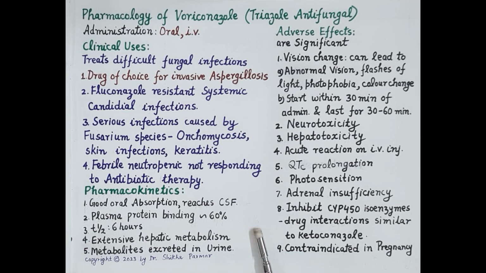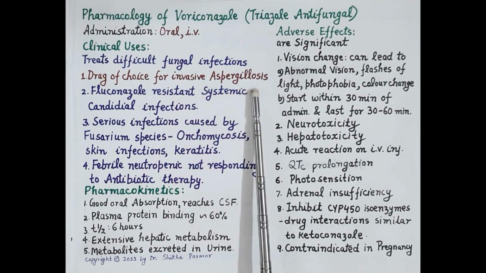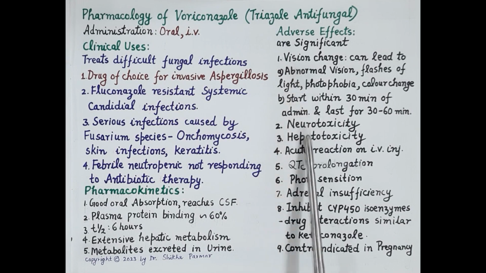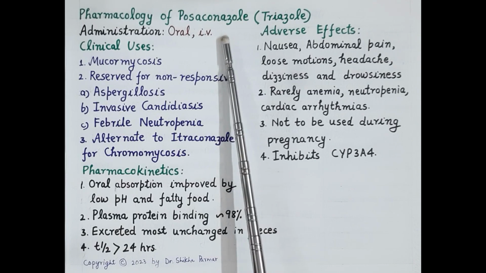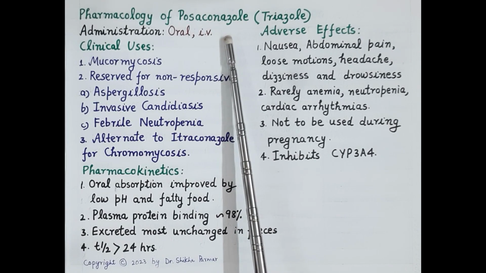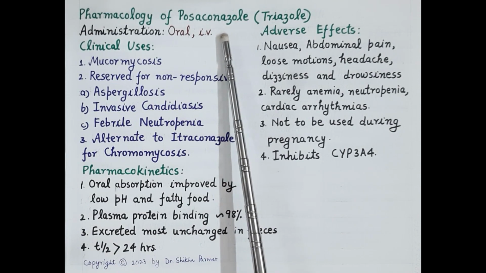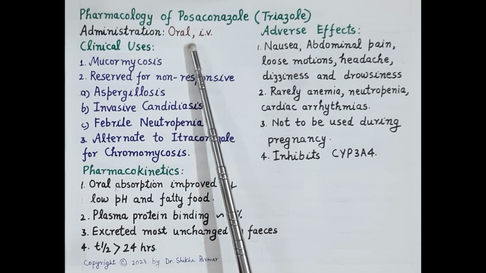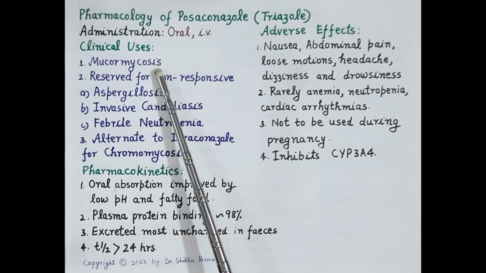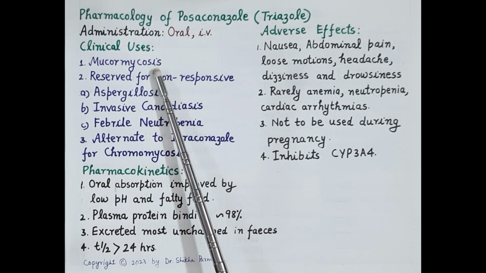So here it is very important to remember that voriconazole is a newer triazole. It is a very broad spectrum antifungal drug, and it is a drug of choice in the treatment of invasive aspergillosis, and it is associated with potential adverse effects. Now the next triazole is posaconazole. Posaconazole is also a newer triazole, and it also has a very broad antifungal spectrum. It is administered both orally as well as IV, and it is very effective in the treatment of mucormycosis.